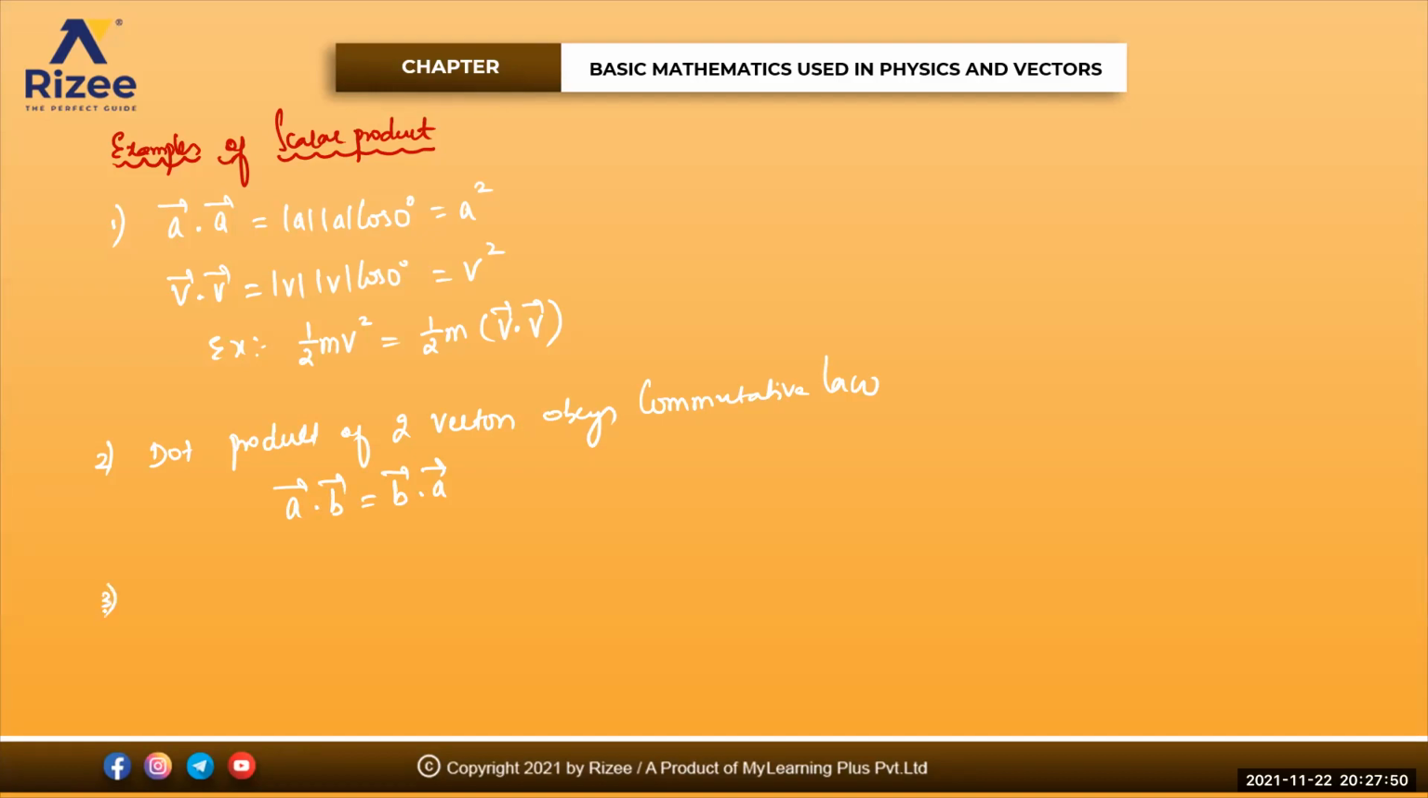Very important. Third one. Dot product obeys distributive law also. It also obeys your distributive law. What is that? a bar dot (b bar plus c bar) will be equal to a bar dot b bar plus a bar dot c bar. Clear? It obeys your commutative law and it also obeys your distributive law. Any doubt in this one to anyone?